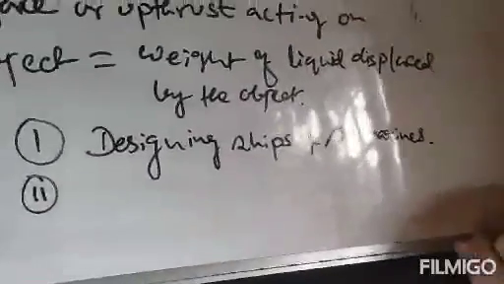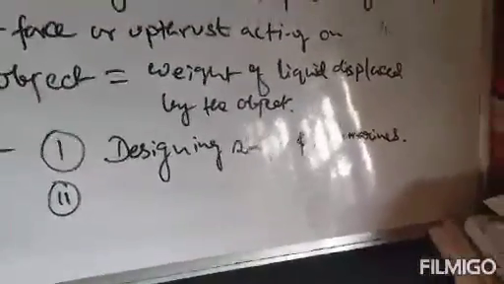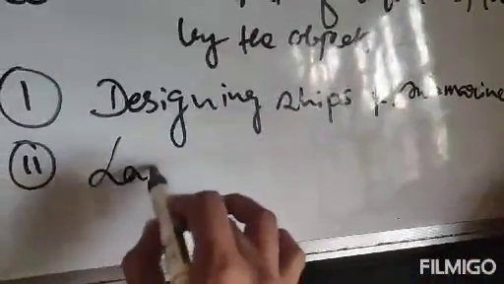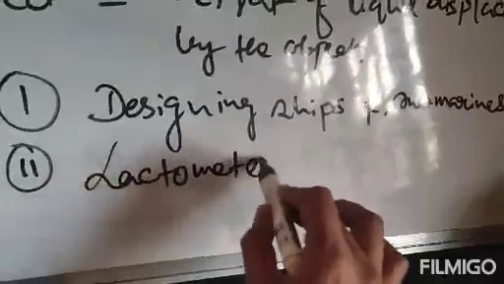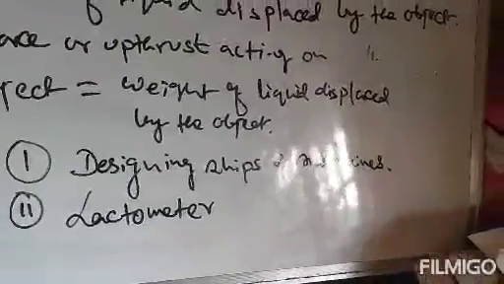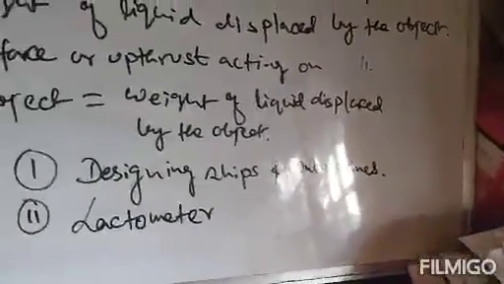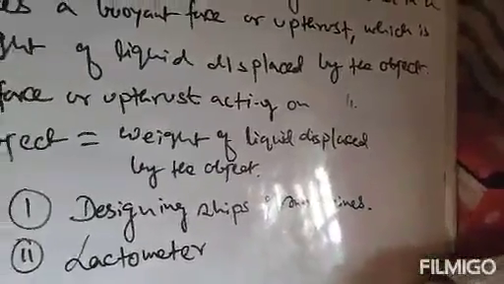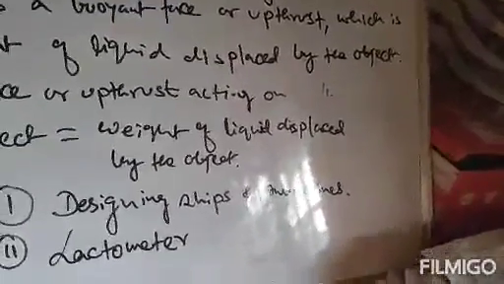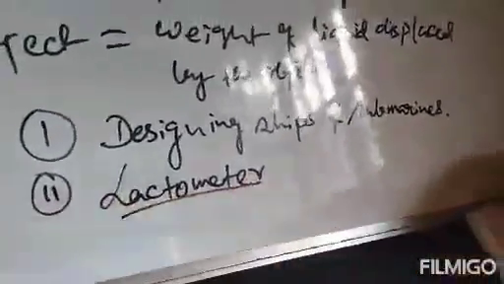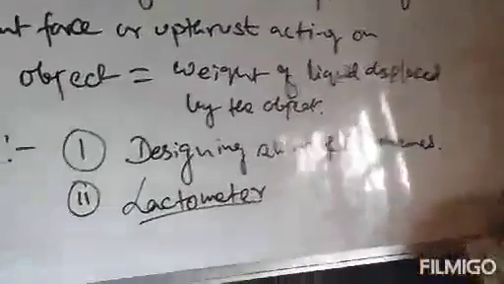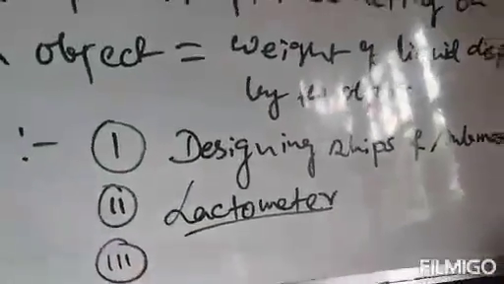The second application is the lactometer. A lactometer is a device which is used to determine the purity of milk. That means it shows whether the milk is pure or not, the purity level. He will determine it by the use of this device, known as a lactometer. So this is an application of Archimedes principle.